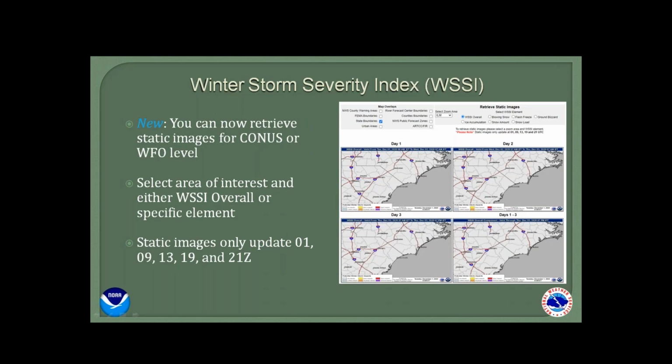And what's new this year is they've added a page where you can retrieve static images for either CONUS or WFO level. And so I've actually added these to our GIS situational awareness page under the winter tab. The four static images for ILM are on the bottom right corner. And then the images update, like I said, it looks like 5 times a day.